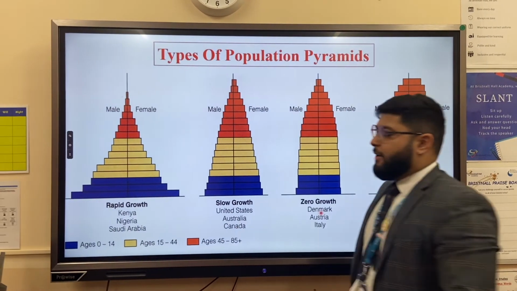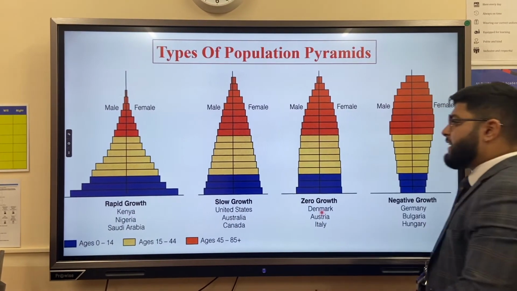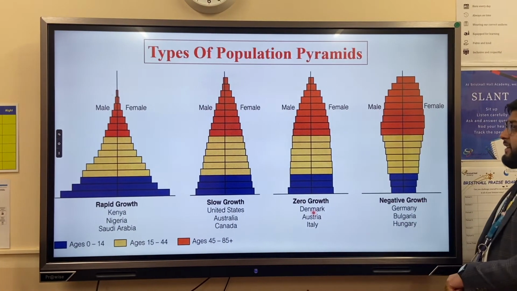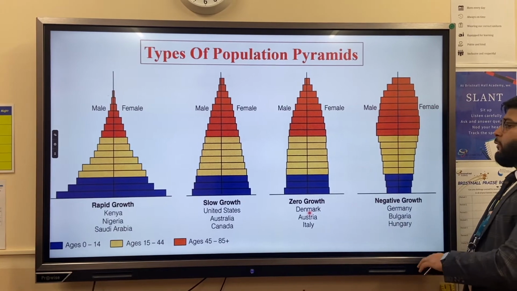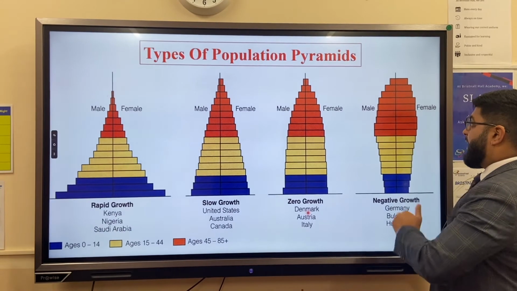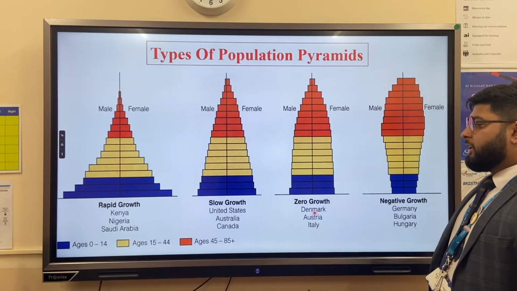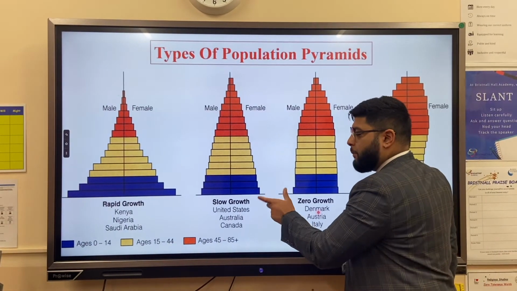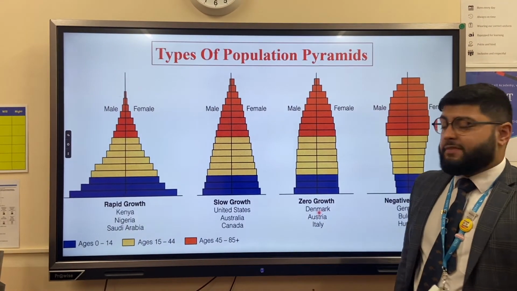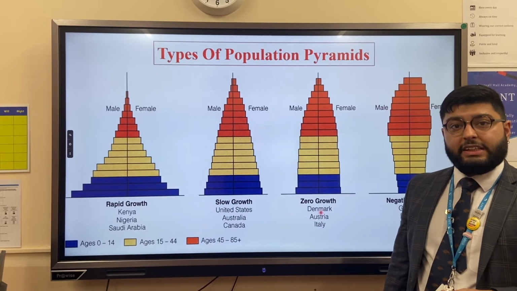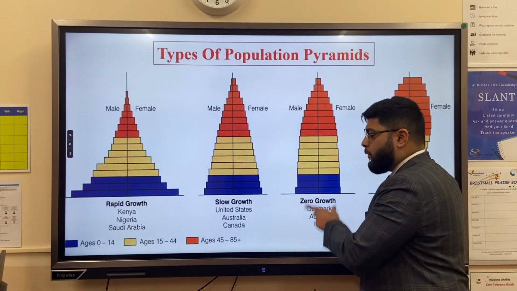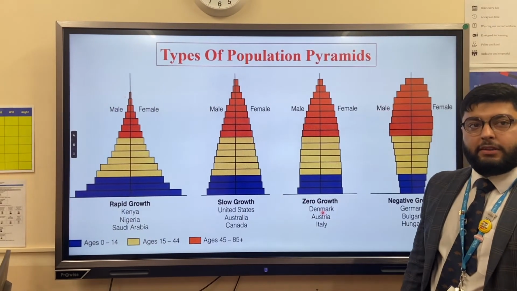LICs generally have high birth rates and high death rates, so they have a very pyramidal shape, whereas a negative growth in a HIC would mean a very low birth rate, fairly high death rate, which would mean that we have a more convex shape. The UK would fall probably at the end of this slow growth, so we'd probably be around zero growth because of the influx of migrants and all that diversity in the UK, people moving from Eastern Europe for work. We tend to have a few more younger people than we would expect.